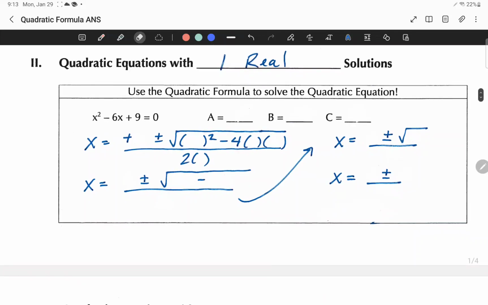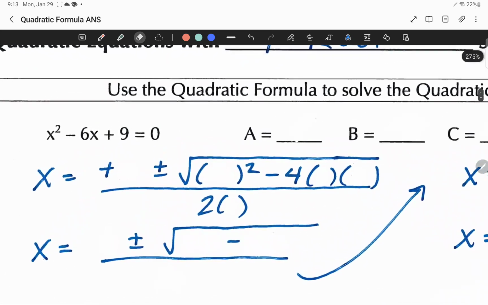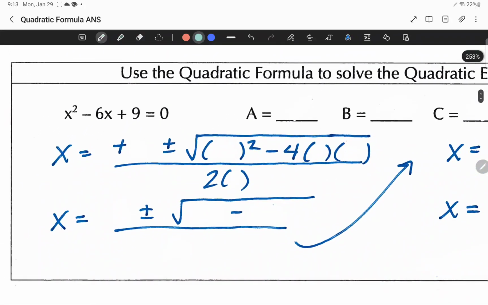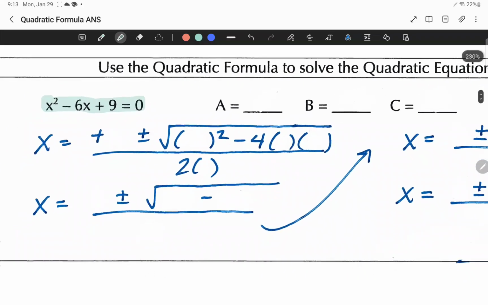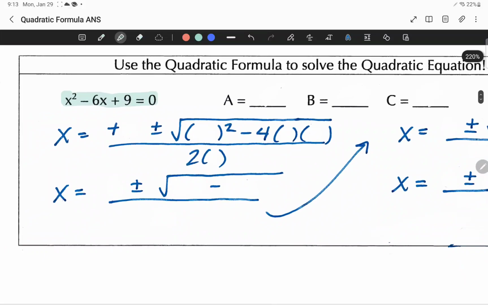But same thing, quadratic formula, we make sure that we have a standard form. So I'm looking over here. I do have standard form, so I don't really have to do anything. As you can see, this is standard form, so we're going to leave it as this. We don't have to move anything. We're going to identify our A, B, and C. A is going to be 1. There's nothing in front, so it's just 1. Then B is going to be -6. And then C is going to be 9.